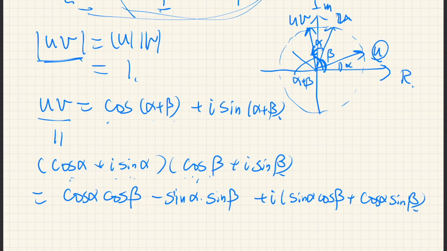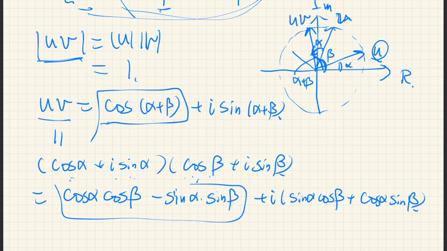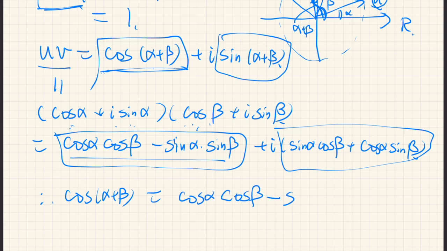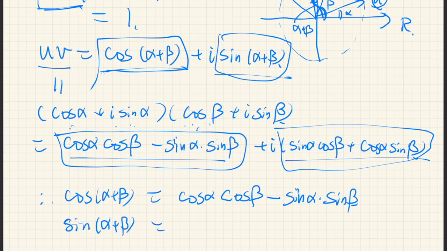Okay, now compare the real part with the real part and the imaginary part with the imaginary part. Then we can see that cosine of alpha plus beta, the real part, is equal to cosine alpha cosine beta minus sine alpha sine beta, and the imaginary part, sine of alpha plus beta, is sine alpha cosine beta plus cosine alpha sine beta.